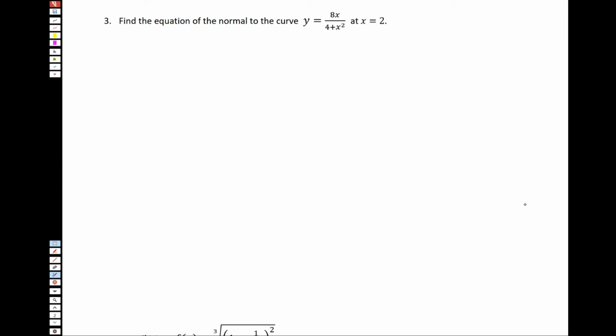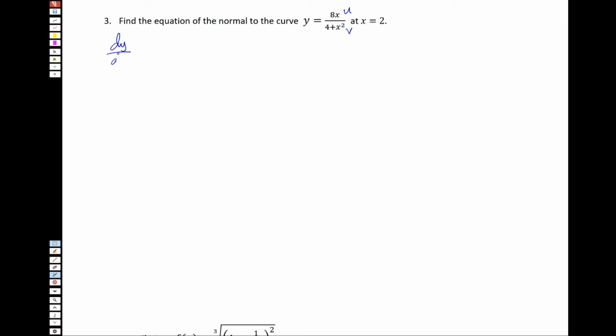So for number 3, we are required to find the equation of the normal to the curve y equals 8x over 4 plus x squared at x equals 2. Now, the first step will be to find the gradient function, then we find the gradient of the tangent at x equals 2, and then we find the gradient of the normal, and then the equation of the normal. So this will be my u, and that will be my v.